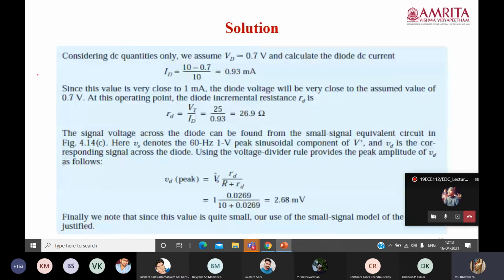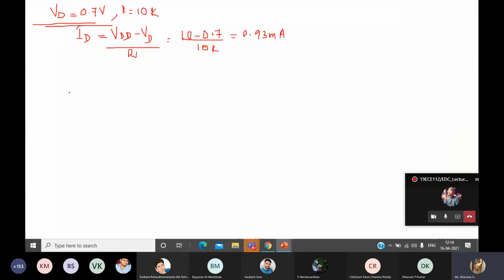It is written here: since the current ID is close to 1 milliampere, the diode voltage will be close to the assumed value of 0.7 volt. You can note this down. Since this value is very close to 1 milliampere, the diode voltage will be very close to the assumed value of 0.7 volt.